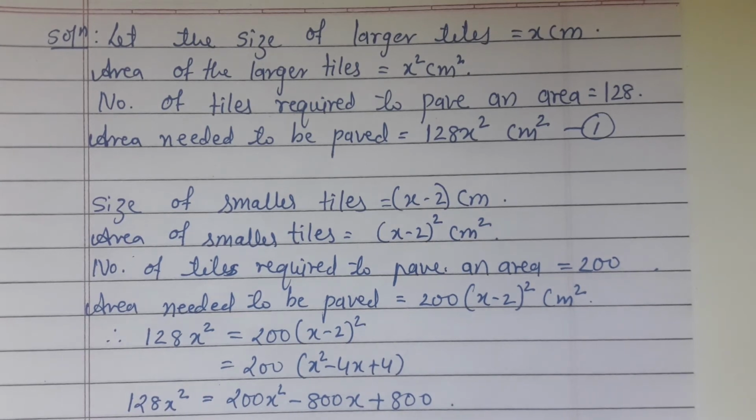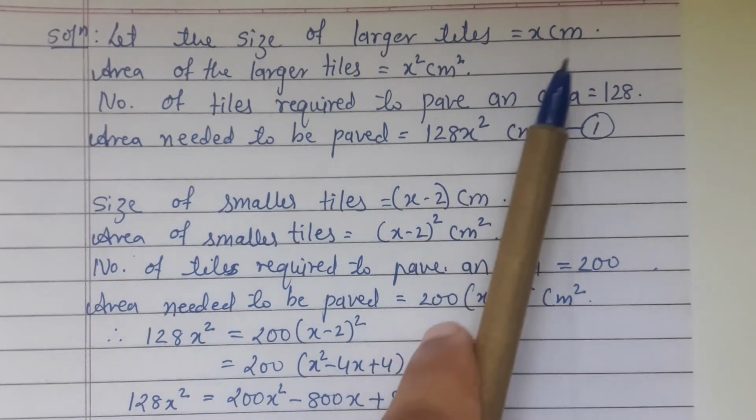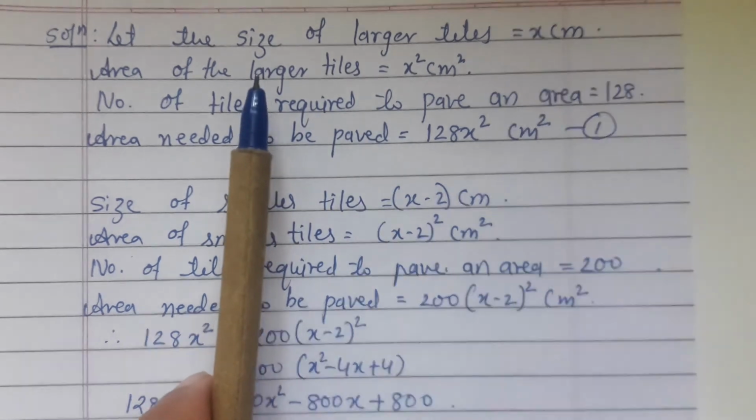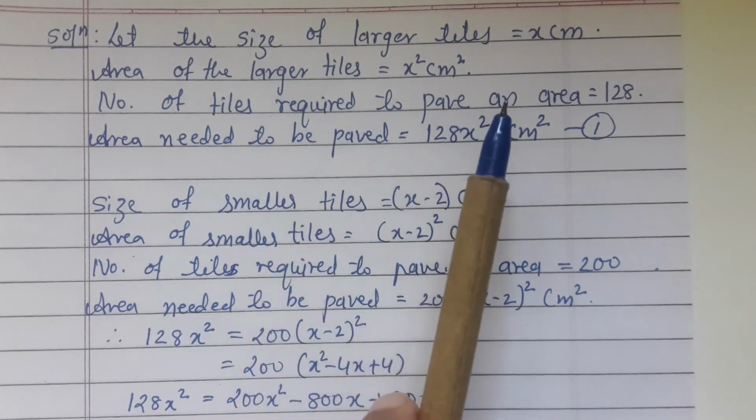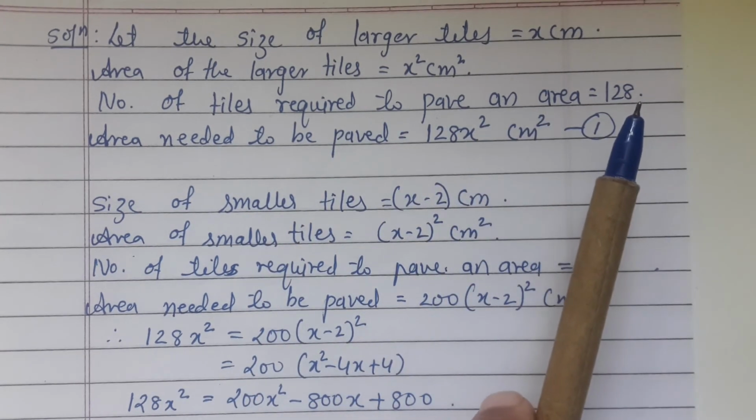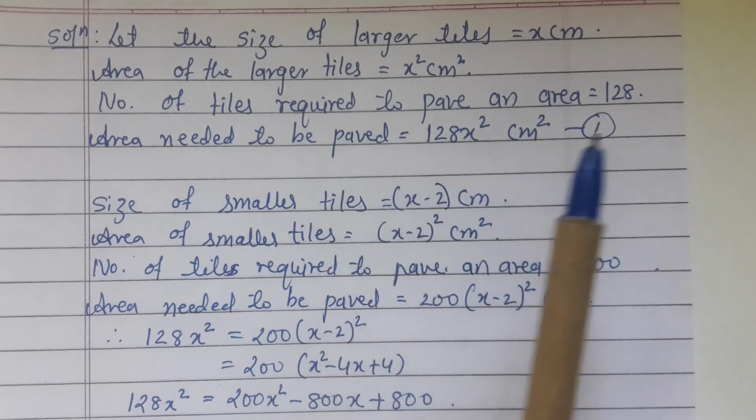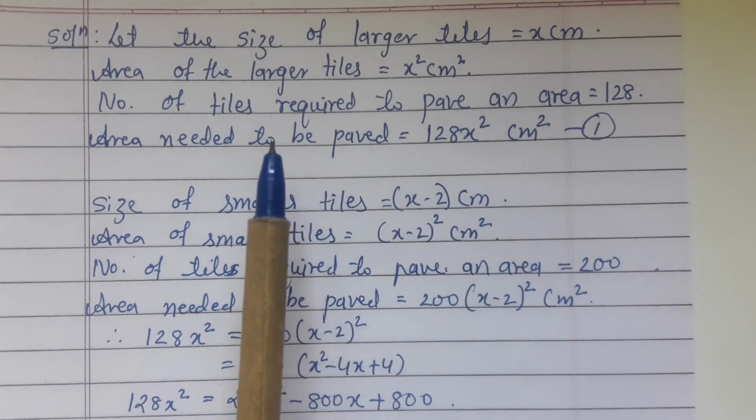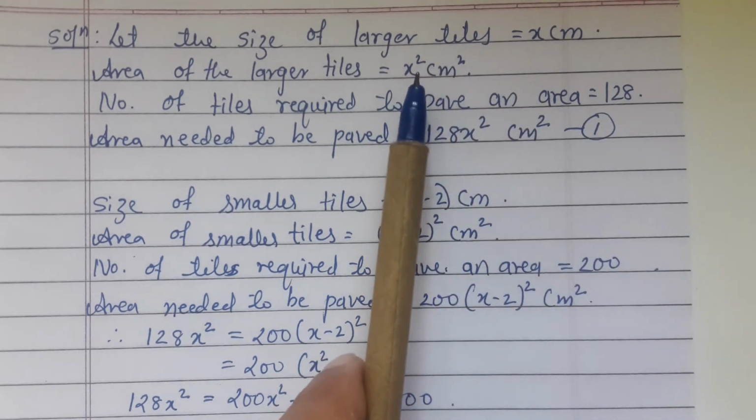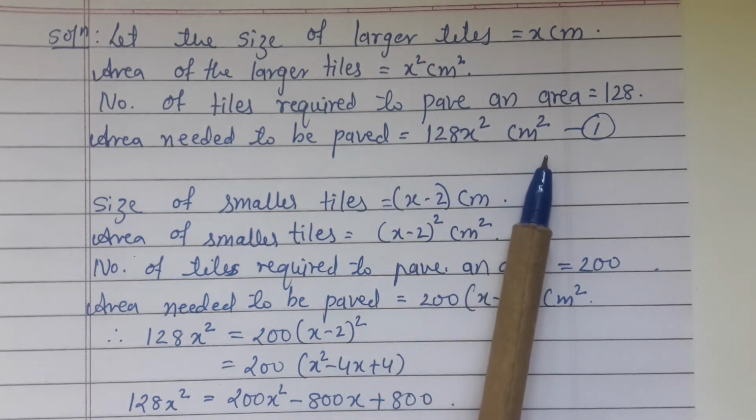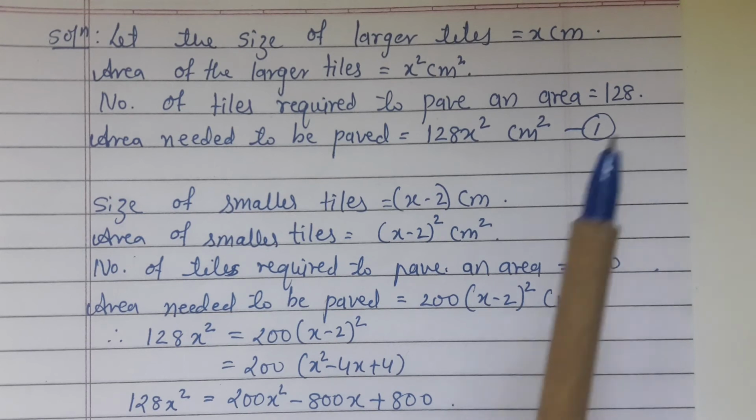Let the size of the larger tiles be x centimeter. Area of the larger tile is x square centimeter square. Number of tiles required to be paved is 128. Therefore, area to be paved equals 128 into x square centimeter square. Let this be equation 1.